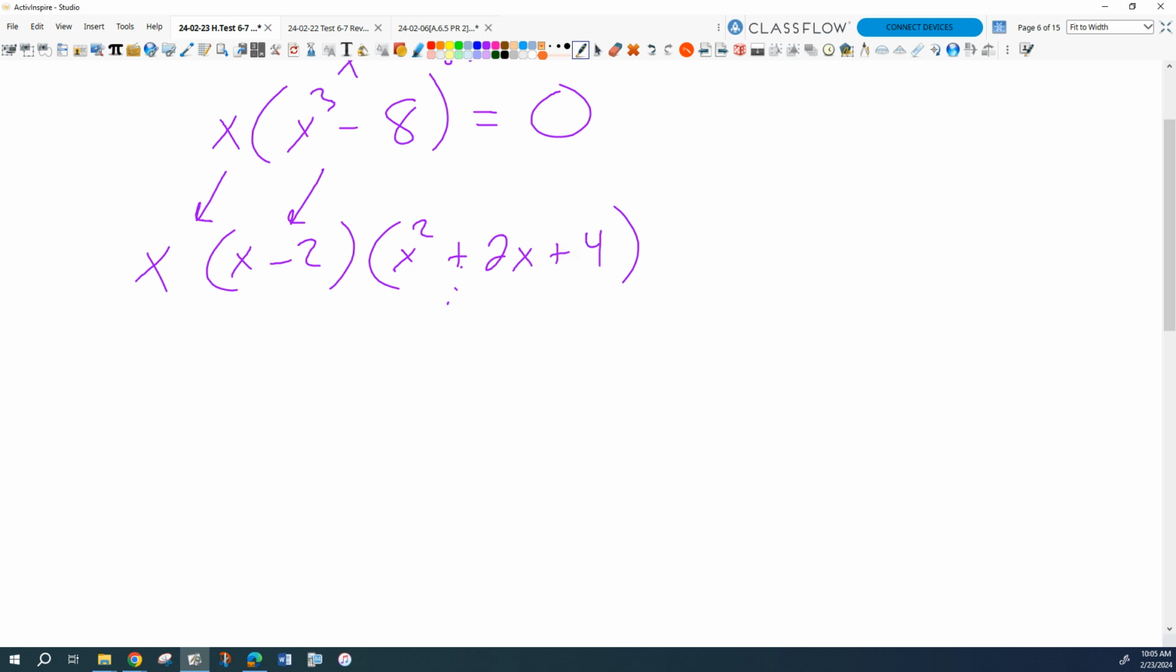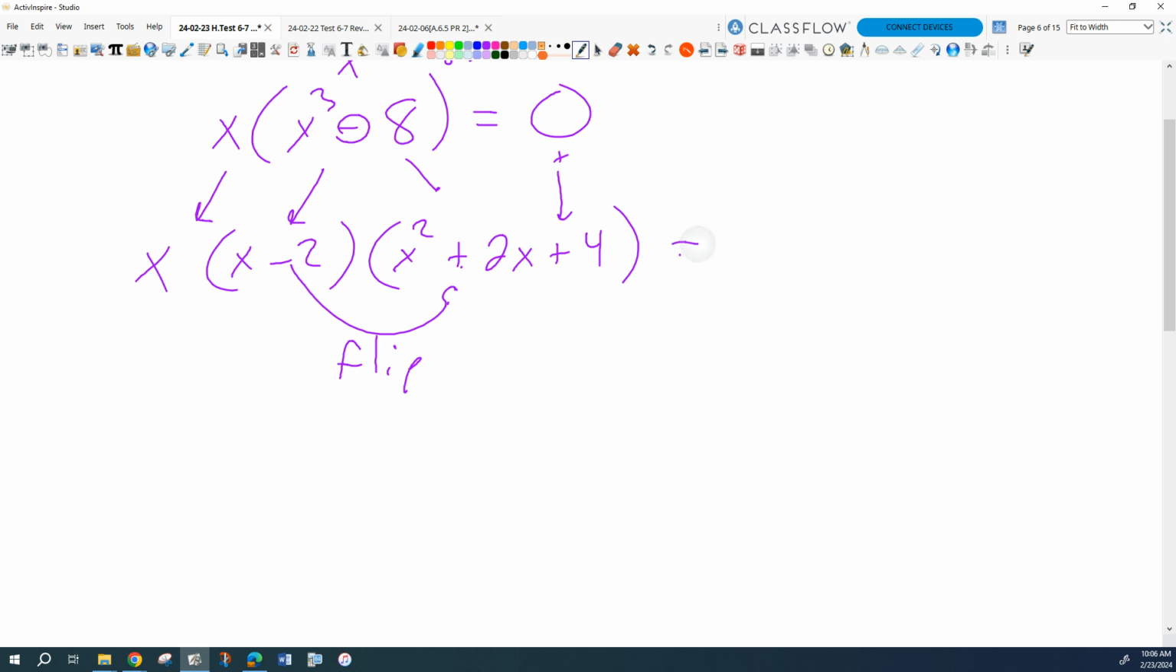Because the pattern is a cubed minus b cubed factors into a minus b, right? Whatever the sign is there goes there, and then it's going to flip, and then it's always plus there, right? Remember we talked about that pattern? It works the same way for difference of cubes or sum of cubes. Same, opposite, plus every time in those patterns, okay? And that's just an A and a B: A squared, AB, B squared, right?